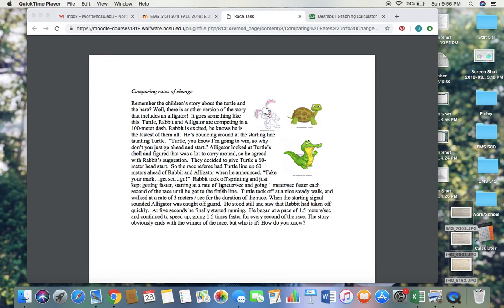I have this little problem about the turtle, the rabbit, and the alligator that at first I did not think was going to be very challenging, but it turned out to be rather difficult. So I'm going to start with the rabbit as they're all racing, and the first information they give us is the rabbit took off sprinting and just kept getting faster, starting at a rate of 1 meter per second and going 1 meter per second faster each second of the race.